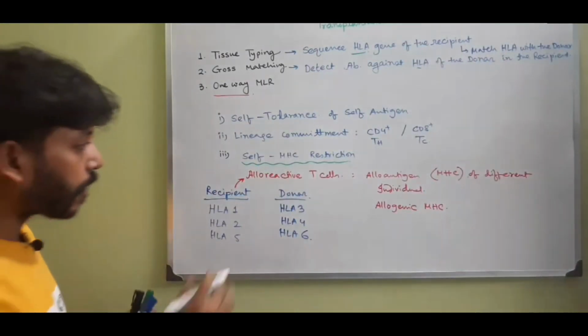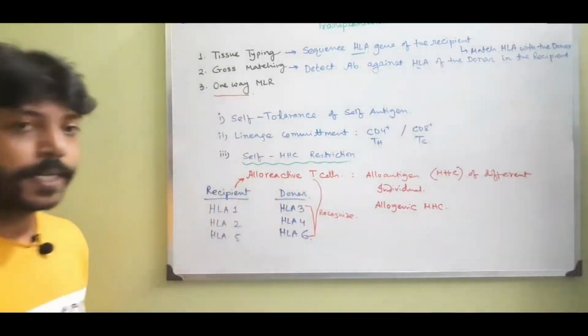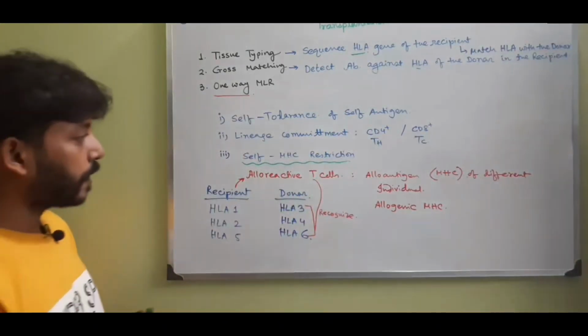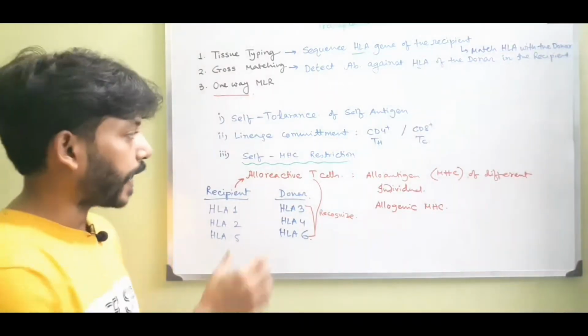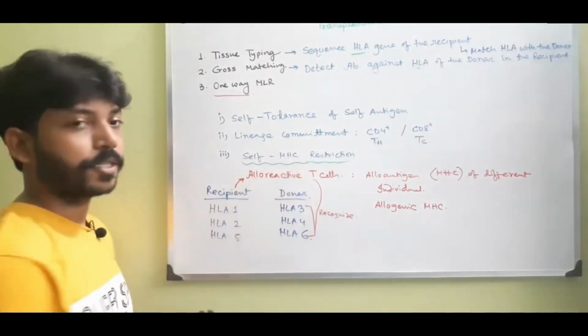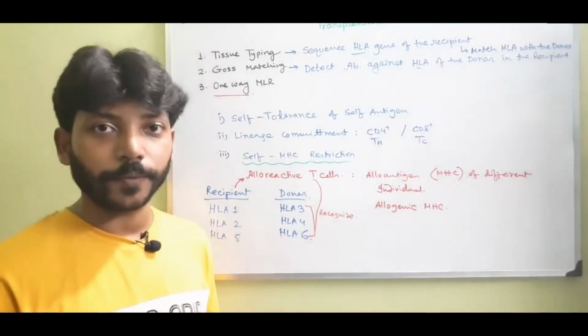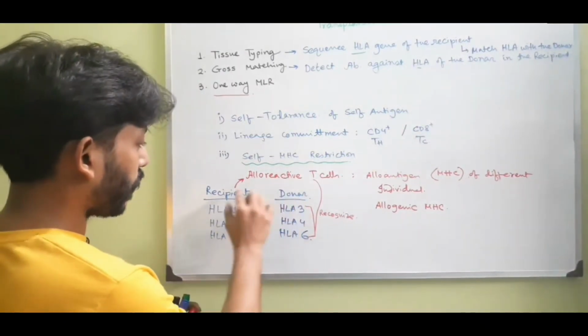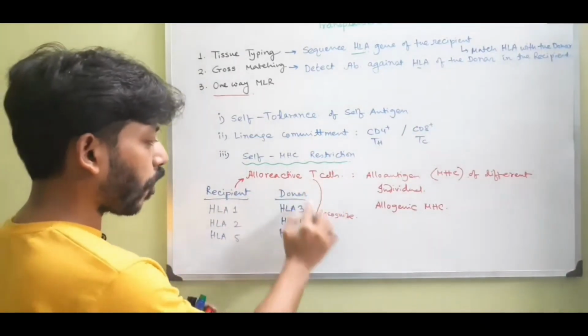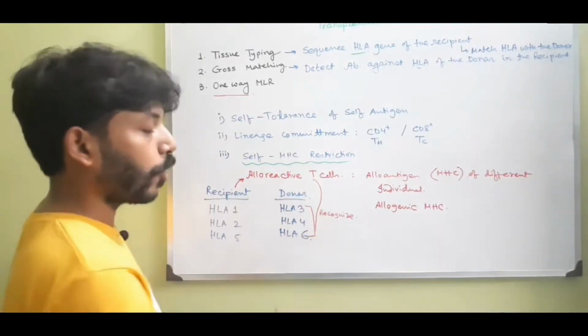These T cells can recognize these different MHC molecules, but there is the condition of self-MHC restriction. They are all self-MHC restricted. They cannot recognize other MHC molecules. But how do these alloreactive T cells recognize different MHC molecules?